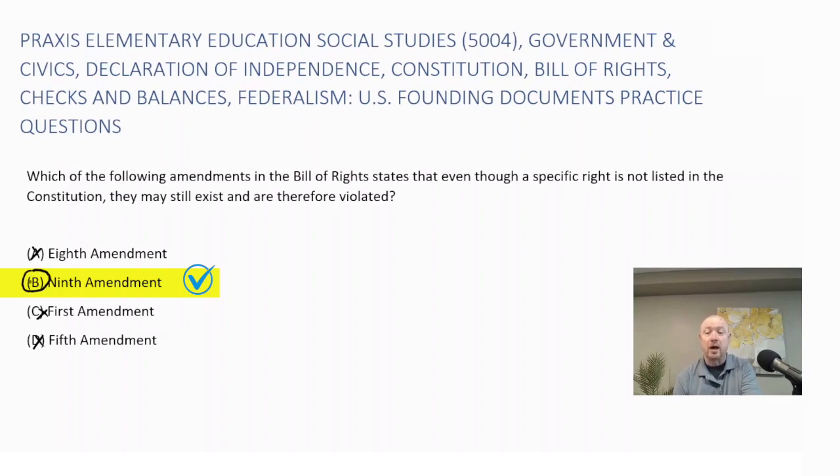And that was set up saying, even though it's not listed in the Constitution, we still have specific rights as citizens. So, for example, being able to travel freely between states or being able to make your own medical decisions, things like that. So even though it's not in the Constitution, you still have rights. So that's why they added the Ninth Amendment.